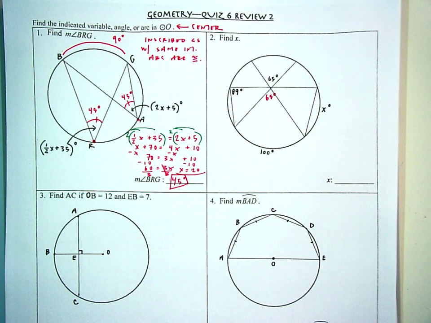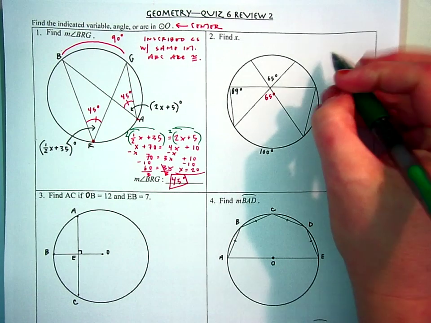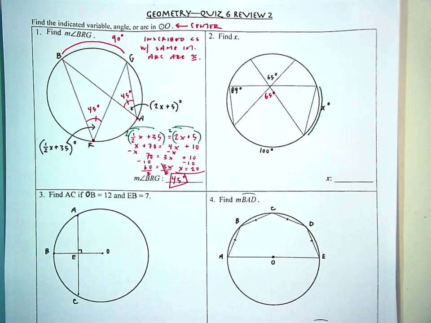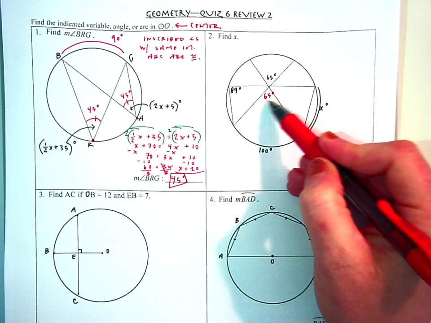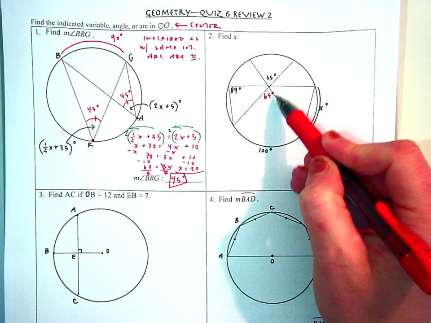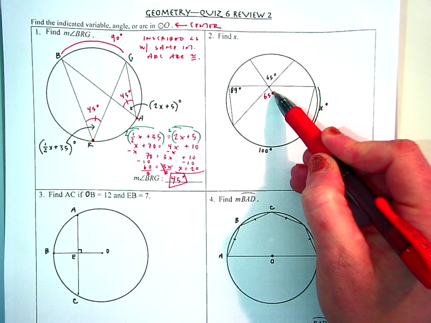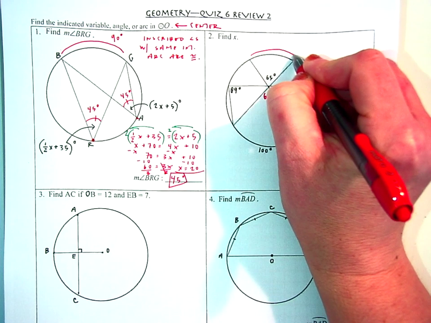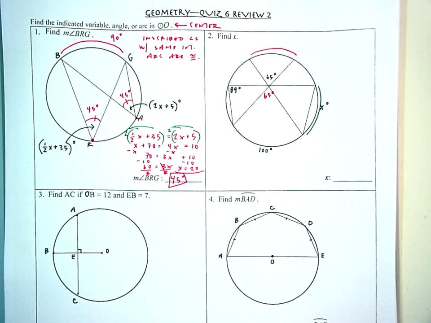I know that eventually, this is what I'm trying to get to. I want this minor arc right here. I want its measure, what I've defined as x. So if I look over at that 65, that vertex is inside of the circle. So I know that that 65 is going to be the average of 110 and this arc right here. If I think of it as an average, I can actually do that in my head.